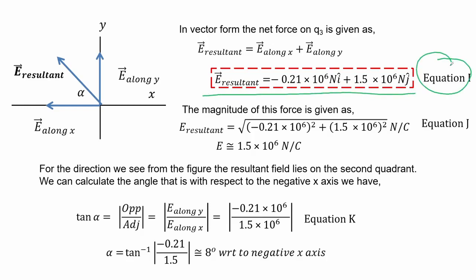Based on the signs of its components, the resultant is oriented on the second quadrant as shown by the figure. We can also solve for the magnitude and direction of this resultant electric field. For the resultant we use the Pythagorean theorem as shown by equation J, which is about 1.5 meganewtons per coulomb. For the direction, we take the negative x-axis as the reference, and using the tangent function where we take its absolute value we get that the resultant field is 8 degrees with respect to the negative x-axis.